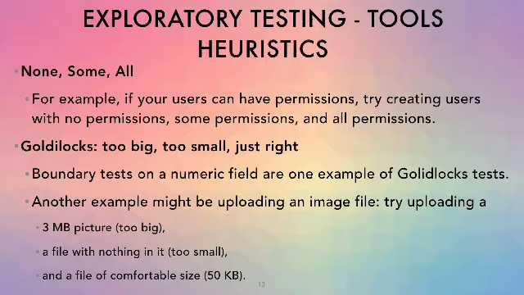Imagine you have created a software with various levels of users, giving them multiple access permissions. So you can try creating a user with no permissions, a user with some permissions, and one user with all permissions, and check all the functionality of your software with all these three users. This reveals most of the errors that are caused because of the user permissions. And the second principle is the Goldilocks principle: too small, too big, and just right.